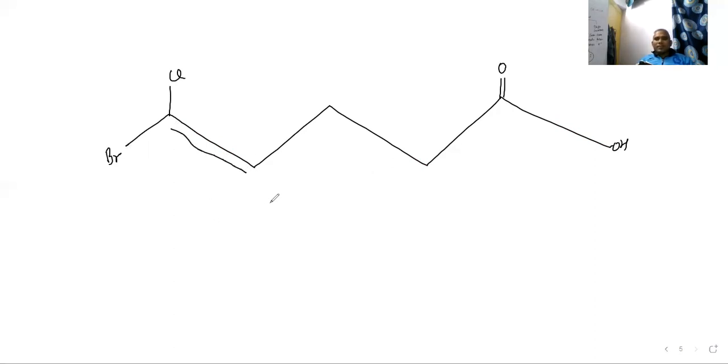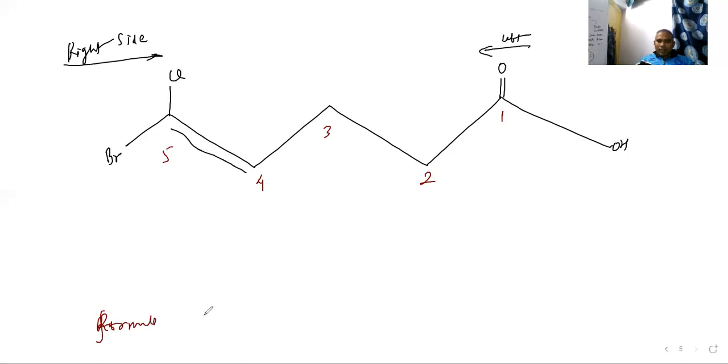Now tell me the name. Where should we start numbering? From the OH group, this side, the left side or the right side? Which side? From the COOH side, this side only. Very good, very good. So you can start numbering from here: 1, this is 2, this is 3, 4, 5. The rule is a formula, please memorize it.